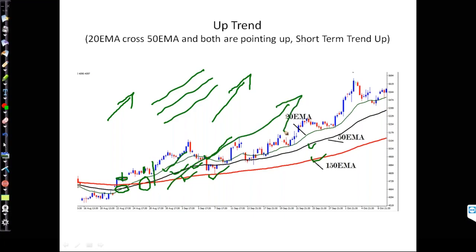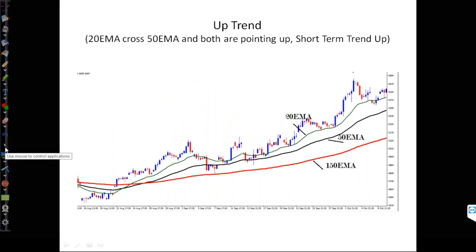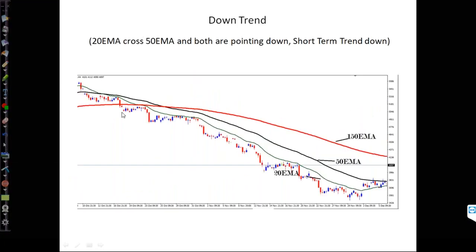This is criteria number two, so let's check it. Here you can also see the downtrend. Have you seen here the 20 moving average cross the 50 moving average? In that area, we must confirm the short-term trend is down. And later you can see the 50 moving average cross the 150 moving average, and we confirm that the trend has just changed and started in the downtrend.